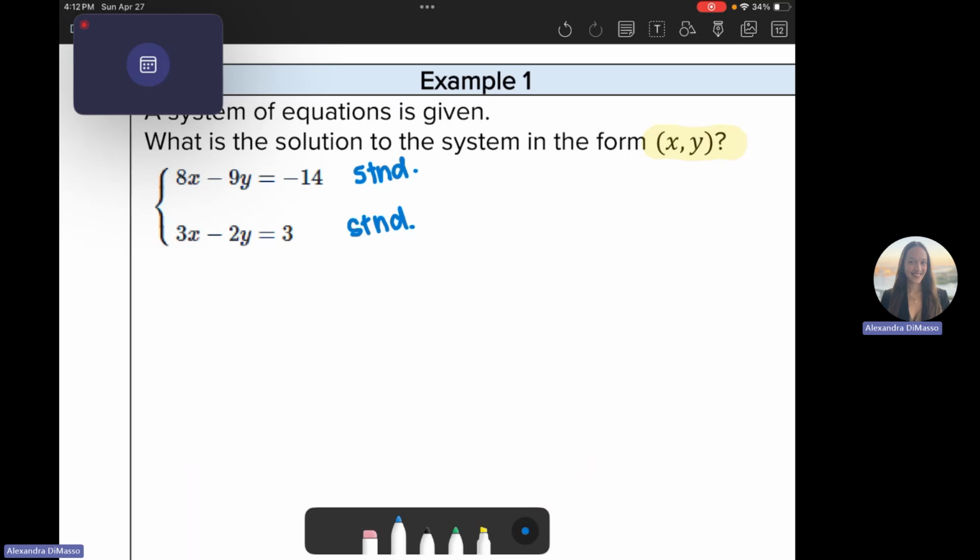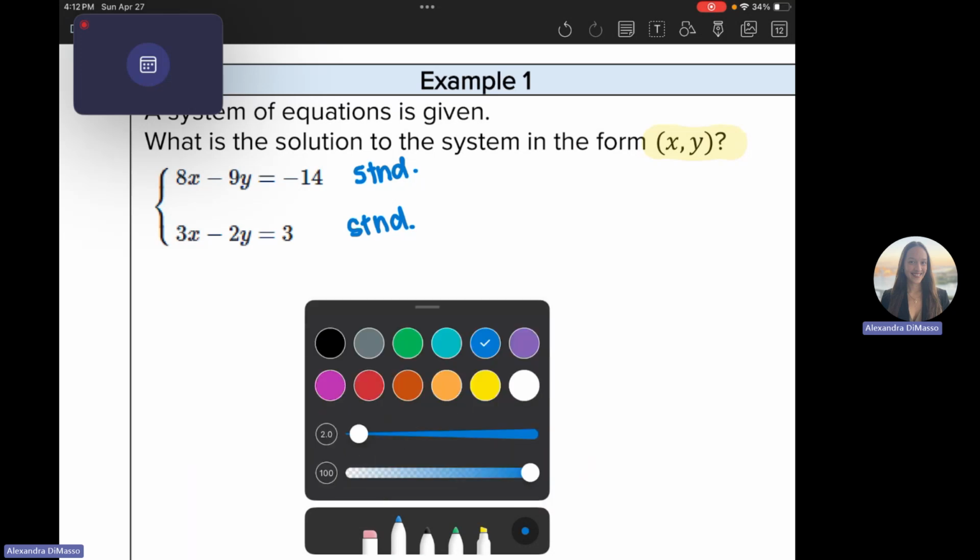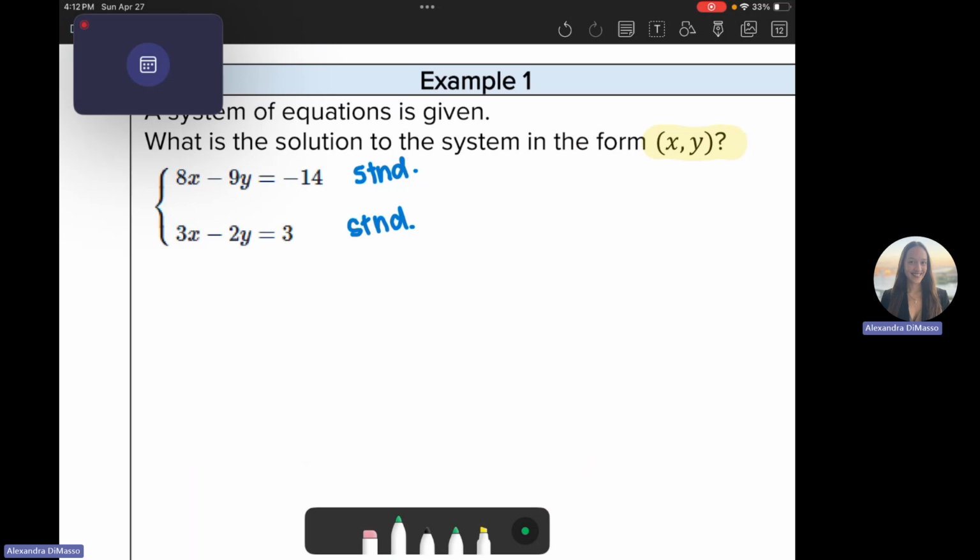I can either choose to get rid of the x variables or the y variables. Now, looking at these two equations, I see that the y's both have negative values, and I don't want to deal with negatives. I only want to look at the positive numbers, so I'm going to use elimination to get rid of my x's. That's where I'm going to focus my work.